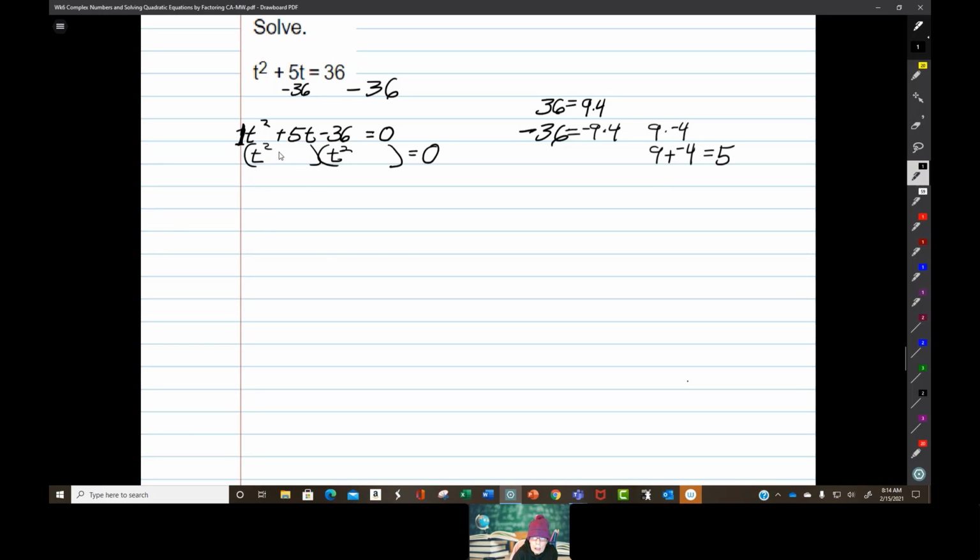So what am I going to say? Whoa, is what I'm going to say. That's not a squared, that's a t. Okay. T squared split apart into t and t, because t times t is t squared. Now I'll have plus 9 and minus 4. Now I have factored my polynomial, my quadratic trinomial.